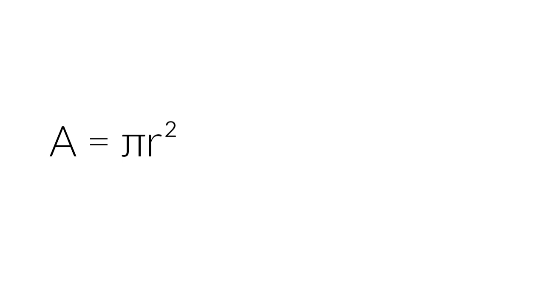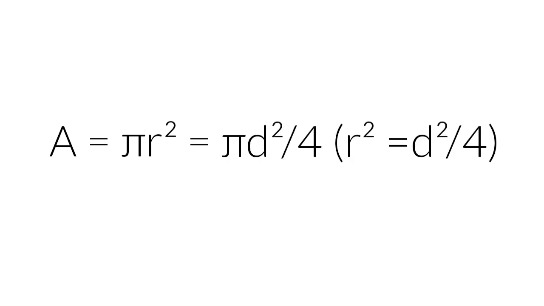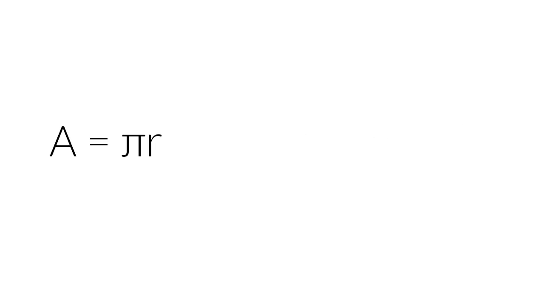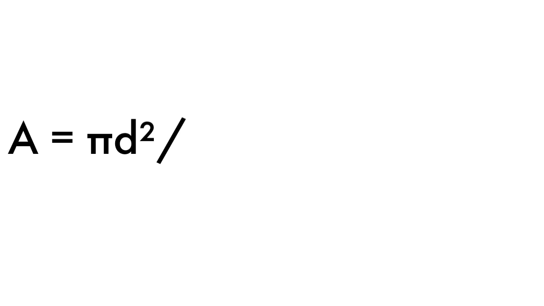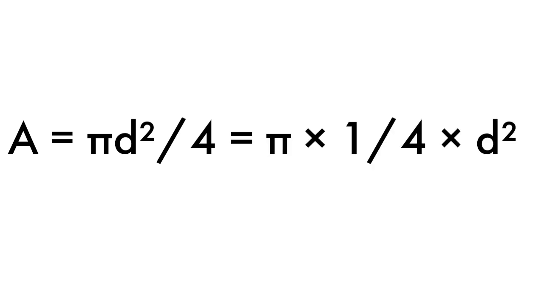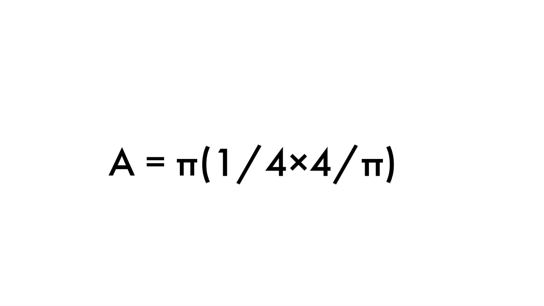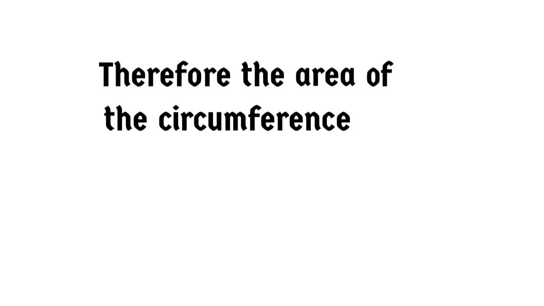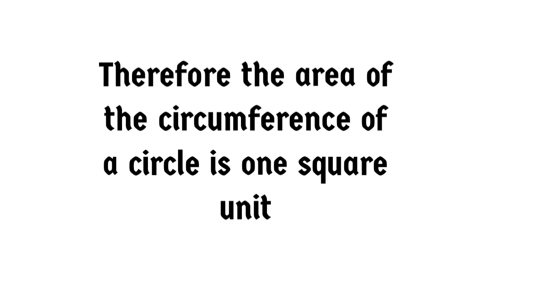A equals pi R square equals pi times D square over 4 equals pi times 1 over 4 times D square. Then, A equals pi times in bracket 1 over 4 times 4 over pi. Finally, A equals 1. Therefore, the area of the circle is 1 square unit.